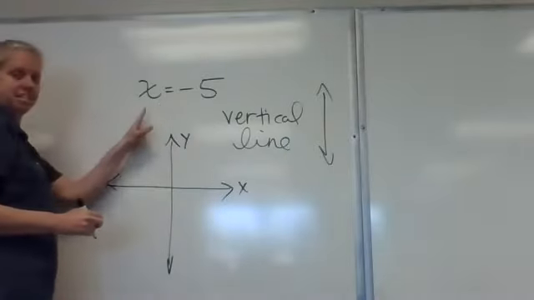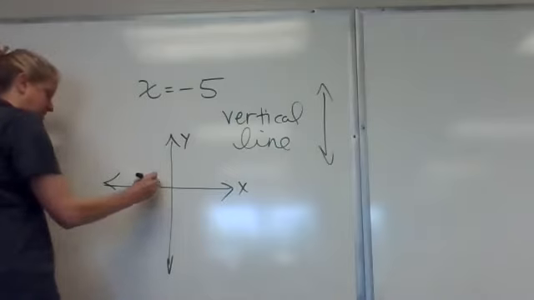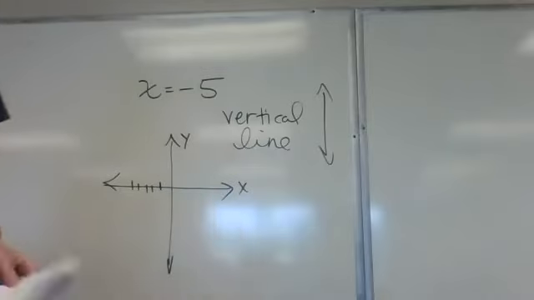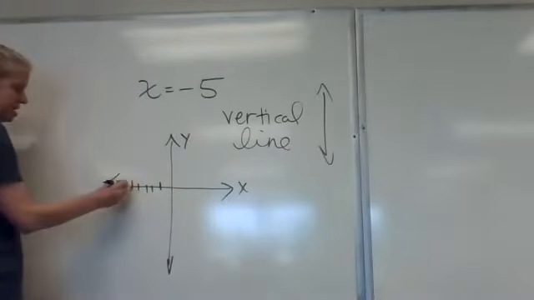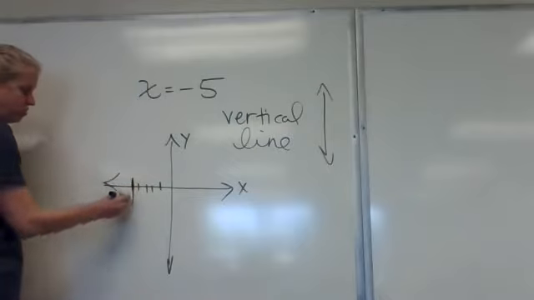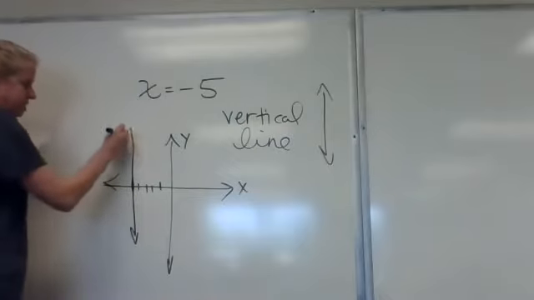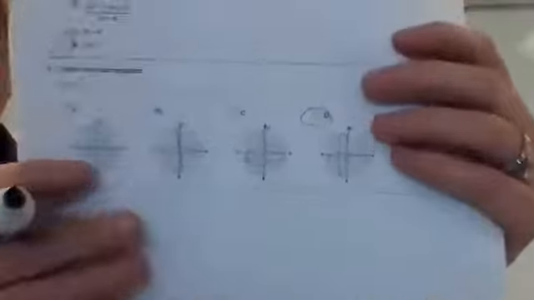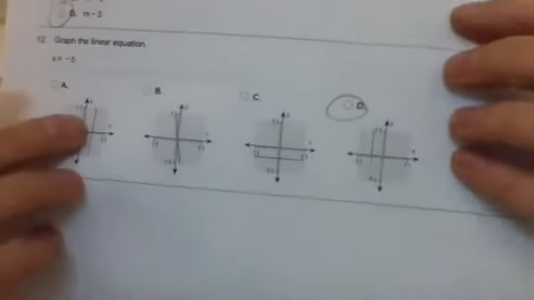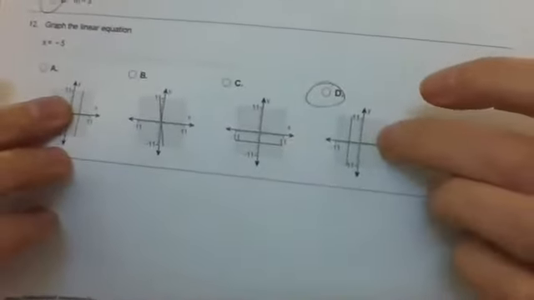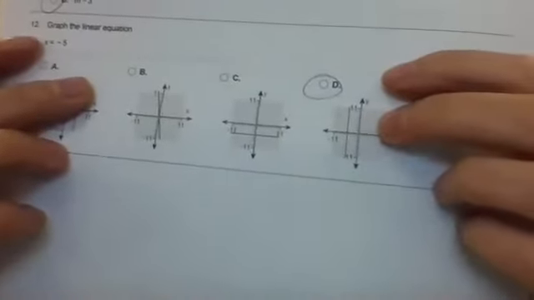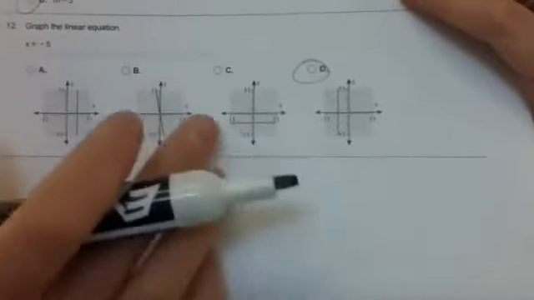Where is x -5? Here's my x-axis. So let's see, 1, 2, 3, 4, 5. -5 would be over here. If I'm going to be a vertical line going through -5, it's going to look like this. Just a straight up and down line going through the x-axis at -5. Okay? So again, here are the two that have vertical lines. Looks like this one goes through +5 and this one goes through the -5. The other two lines aren't even vertical.